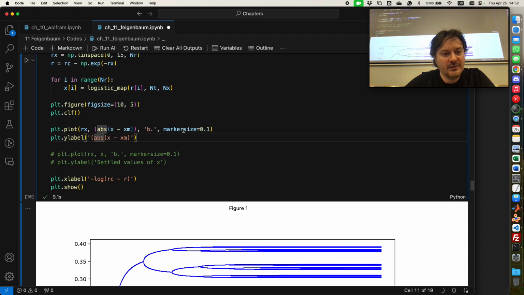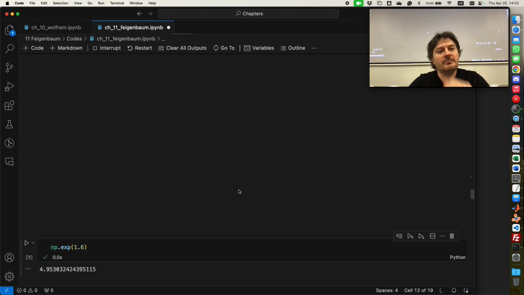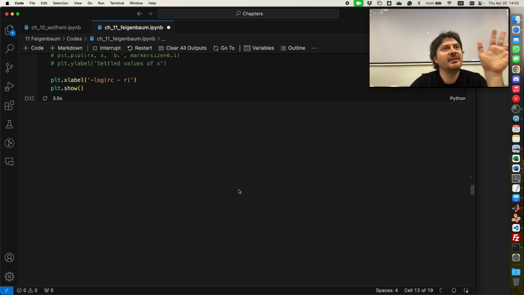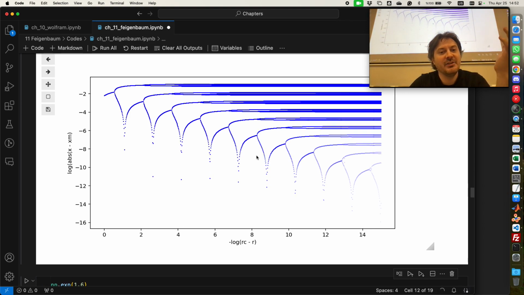Okay, let's do that in log. And I have never seen anyone plot it this way. So you don't feel it right now, but you are really lucky. There you go.